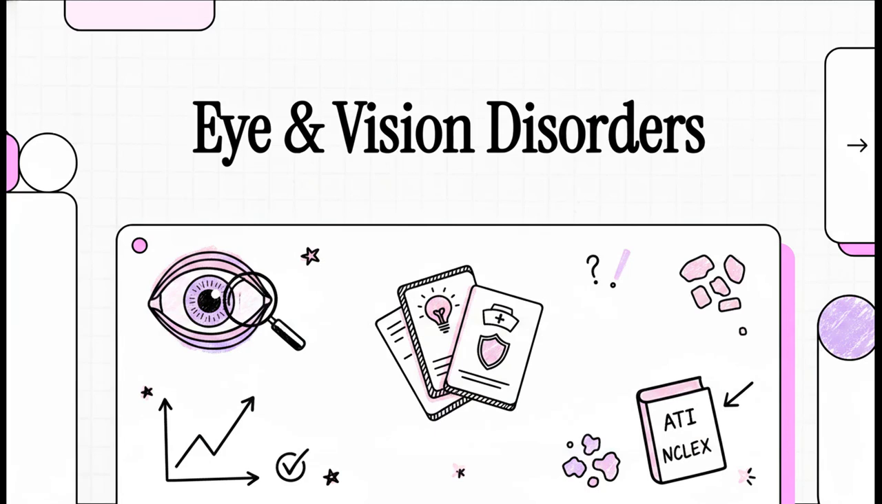Welcome to the Explainer. Look, if you're prepping for your upcoming nursing exams, you already know sensory disorders can feel, well, a bit overwhelming. But here's the really great news. Mastering just 20 high-yield key points is going to make eye and vision disorders highly predictable and completely manageable on the ATI and NCLEX. So today, we're breaking down the absolute essentials of Chapter 59 into a structured visual guide that's literally going to lock this info into your long-term memory. Ready? Let's get into it.